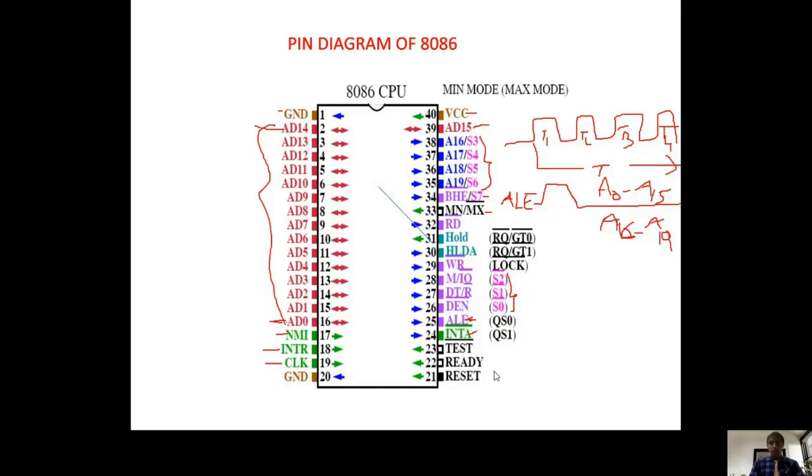Coming to reset, this is a very important one, and reset must be applied for any new programming or any new instruction execution. This reset must be activated for at least 4 machine cycles. Because of reset, what happens? Except the code segment register, all other segment registers are cleared. Similarly, the flag register is also cleared.